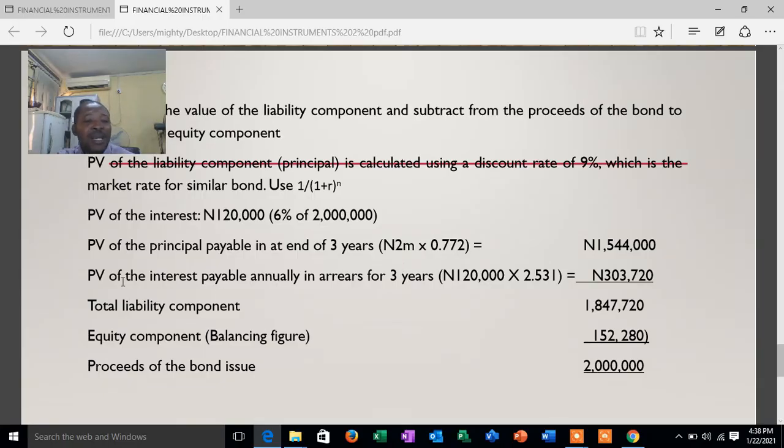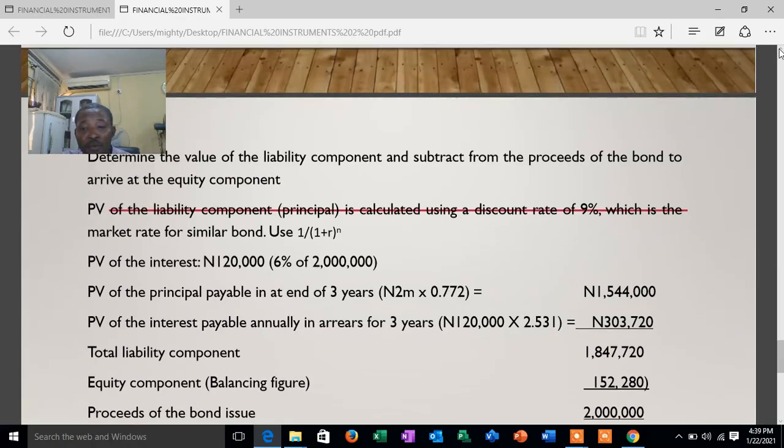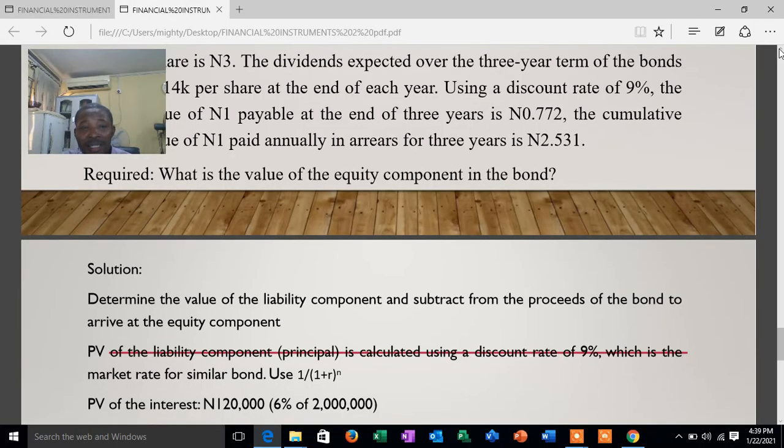Then you now talk about the present value of the interest payable annually in arrears for 3 years. Don't forget the principal. The interest per year is 120,000, and they said for 3 years. They have been able to determine the cash flow for 3 years using your DCF formula. For year one, year two, year three, put together gave 2.531.